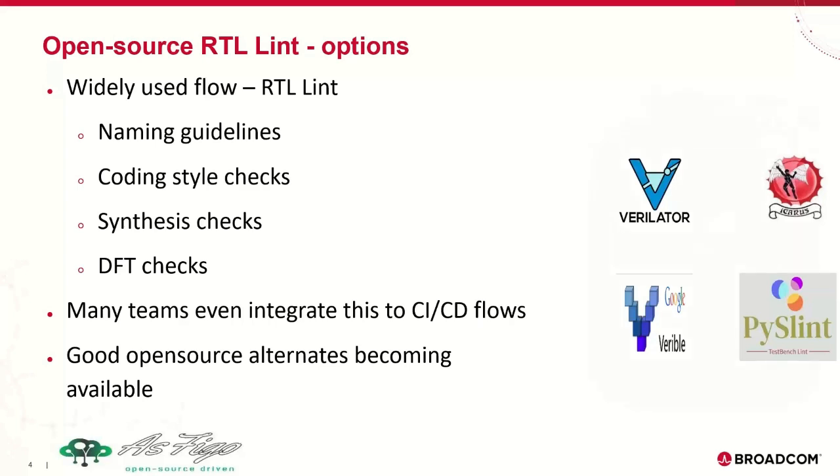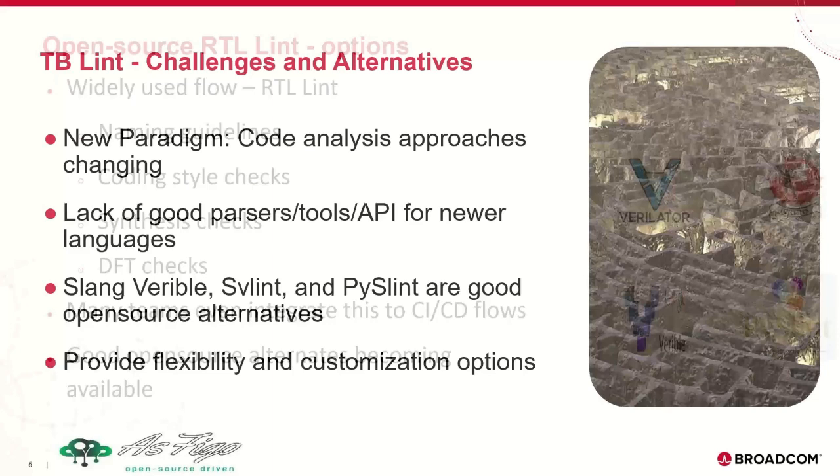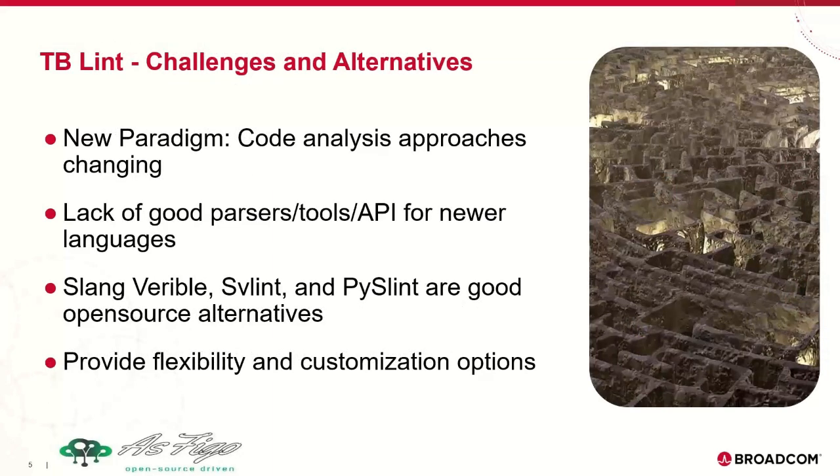Some of the challenges we have in TB lint are making the code coherent and consistent. For these challenges, good processes at the front end are very important, and that is lagging, because test benches are dynamic in nature, and building static tools on top of this is very challenging. These are some of the open source solutions we have: PySlint, SVLint, and Verible. They give flexibility and very customizable options for test bench linting.